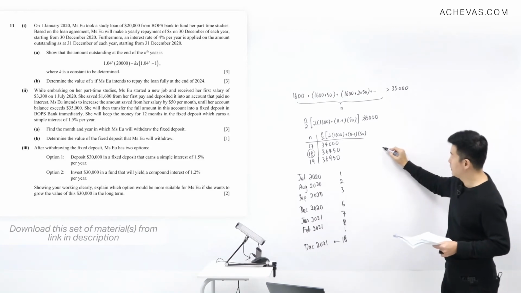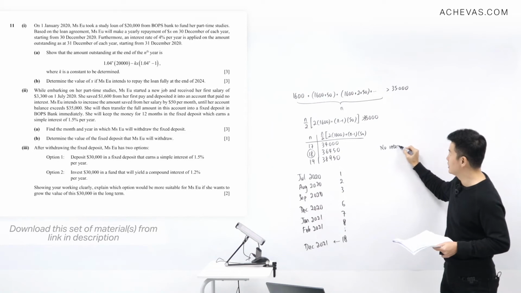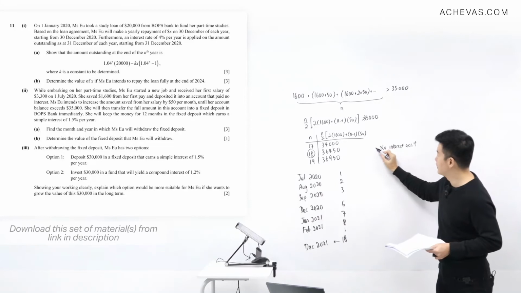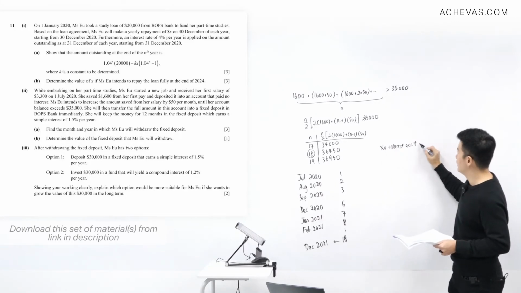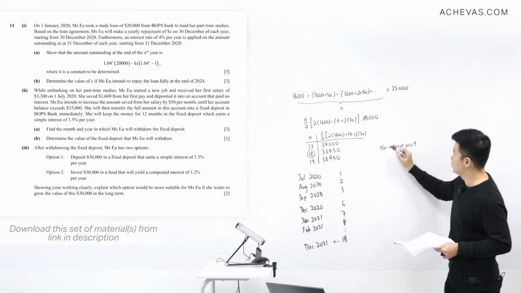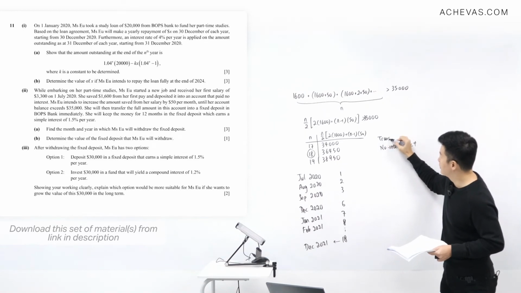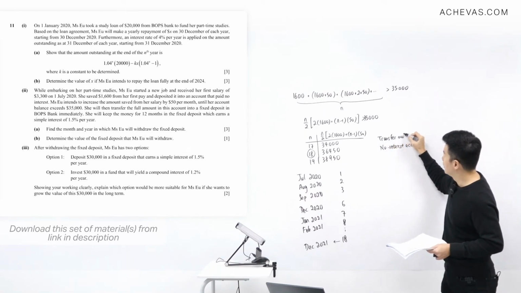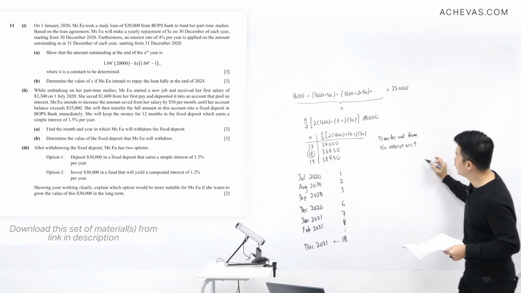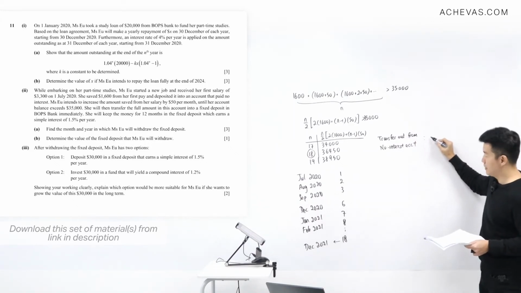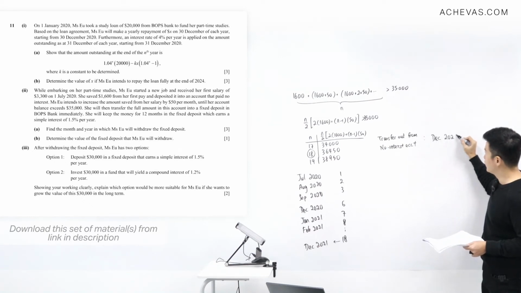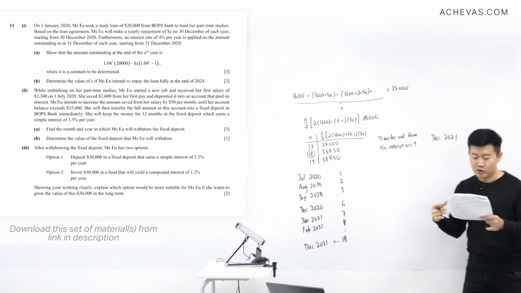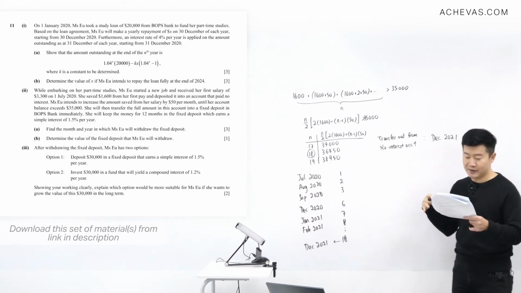So let me just write down, okay. No interest account. Let me just write that here. So she is going to transfer out from her no interest account. When is this going to be happening? This is going to be happening in December 2021. And she's going to be transferring this immediately to the fixed deposit account.